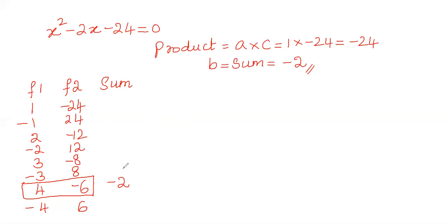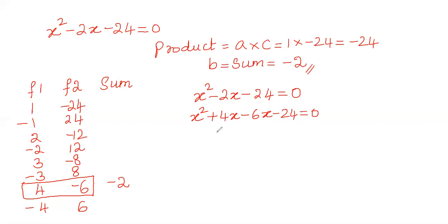Right? So this is the pair. So what I do is I take the equation. Now I split the middle term using the pair 4 and negative 6. So it's x squared plus 4x minus 6x minus 24 equal to 0. Or you can write x squared minus 6x plus 4x. There is no necessity that you have to write 4x first and negative 6x second. So you can do that.